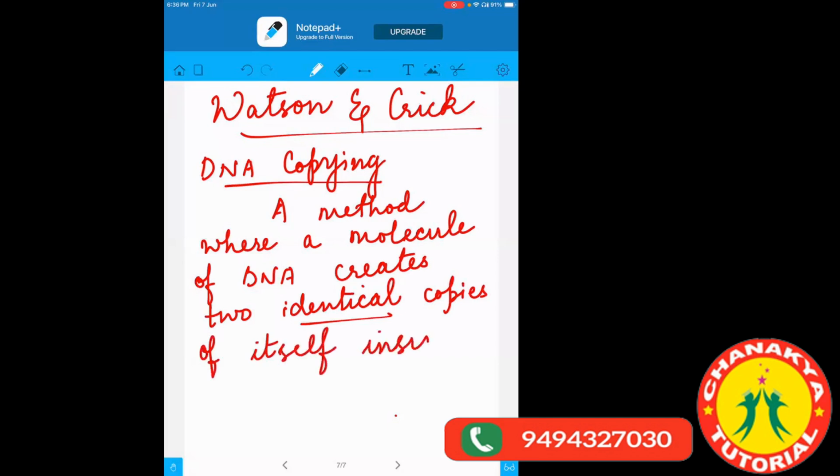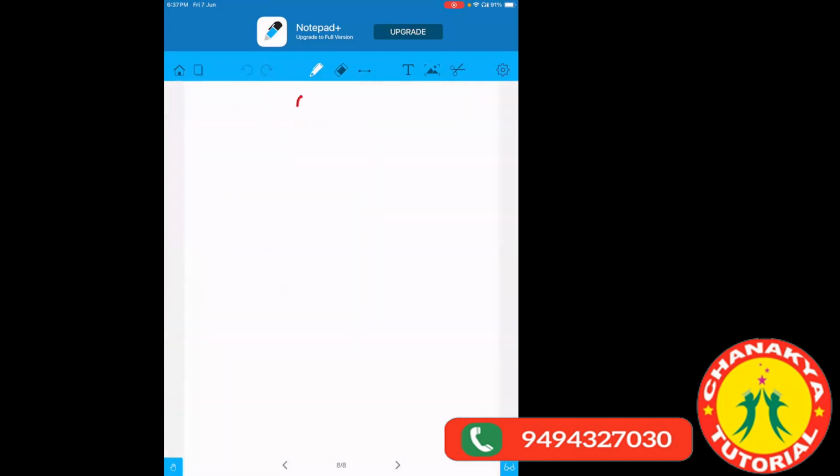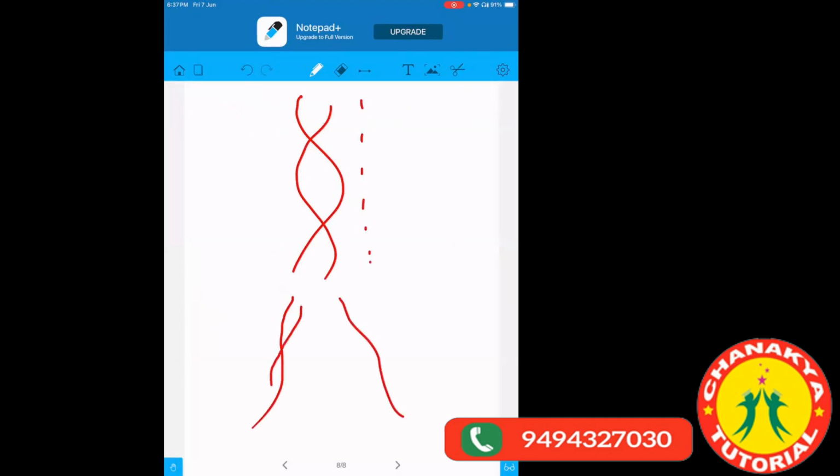And where do they do it? They do it inside the reproductive cells. So these reproductive cells are basically the gametes. So inside them, they do this process. So in this process, the DNA will be creating two identical copies of itself inside the reproductive cells. For now, we have this DNA, for example. Now, when they replicate, what do they do? They will be making the two copies like this. The same way, exact copies they will be making.